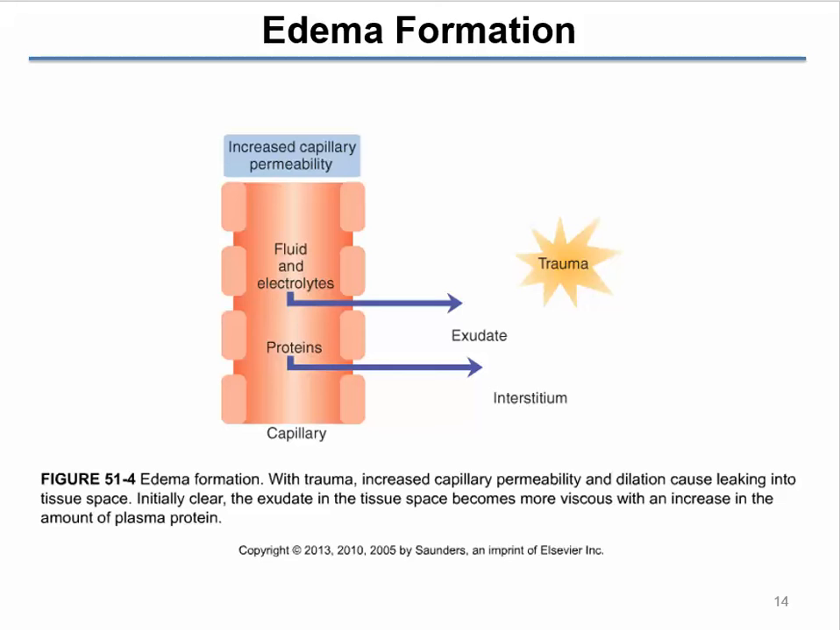Now, sometimes it's just fluid, low protein content, and it will still cause edema, but we call that transudate. And that's really just fluid. More commonly, it's exudate. And exudate has a higher protein concentration. There's more inflammatory cells. We see exudate in acute inflammation.